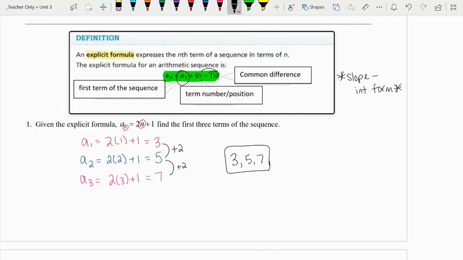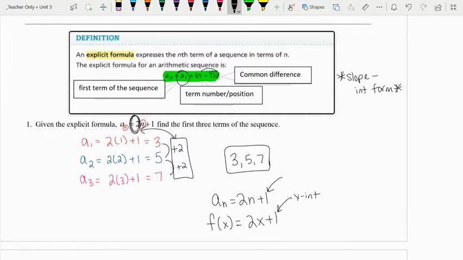Now, if you notice, okay, we are adding 2, which is what we were multiplying by here. So your difference is linked to your slope of the line, right? Because if you notice, a sub n equals 2n plus 1. It's kind of like f of x equals 2x plus 1. Okay, it's the same situation. And this is when x is 0. So this is your y-intercept. Okay, so this is your a sub 0. So you just go backwards 1.